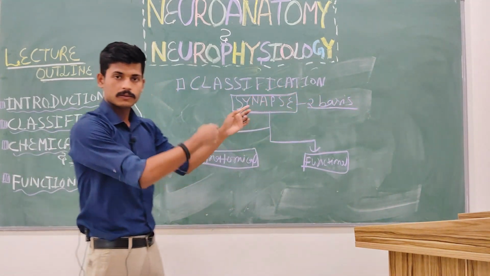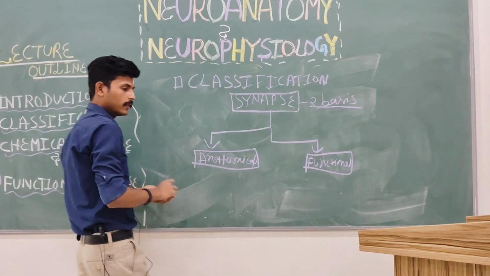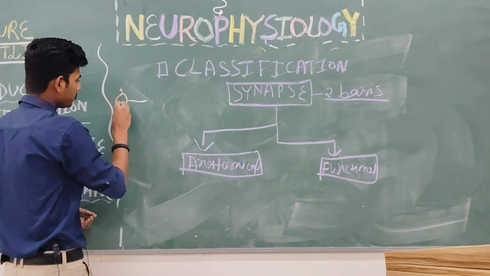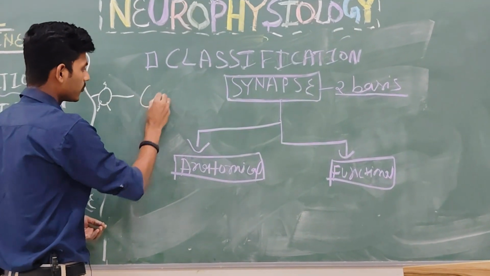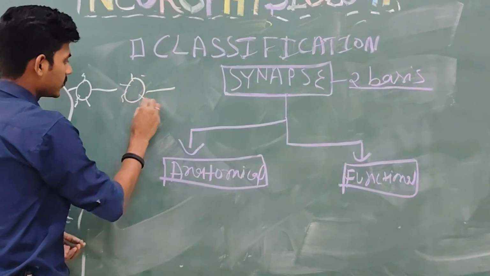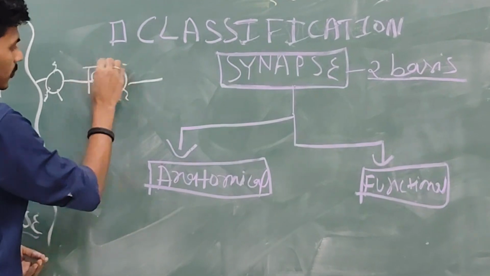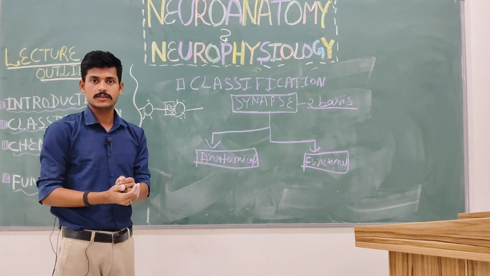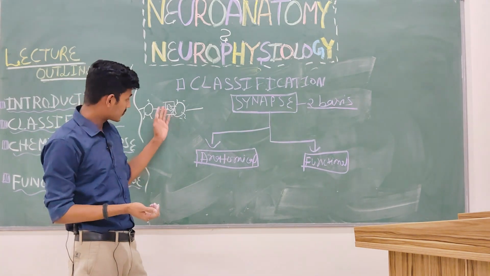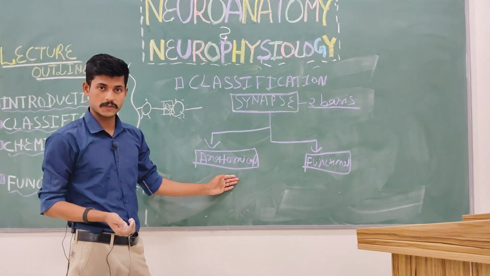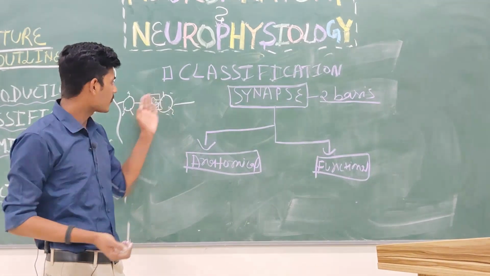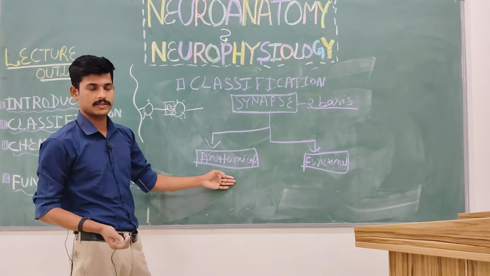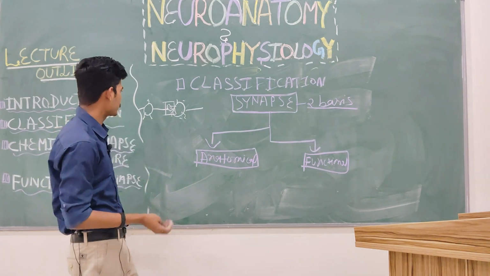We've seen that one diagram, that there is one neuron and there is another neuron, and there are dendrites, and they have nerve endings, they make one kind of connection. So these connections, where one neuron joins with another neuron, this connection is the anatomical basis of division. This type of connection is the basis of the anatomical type of classification.